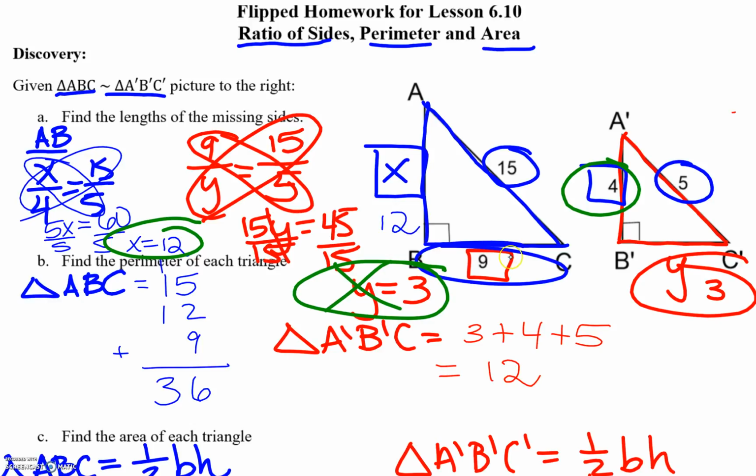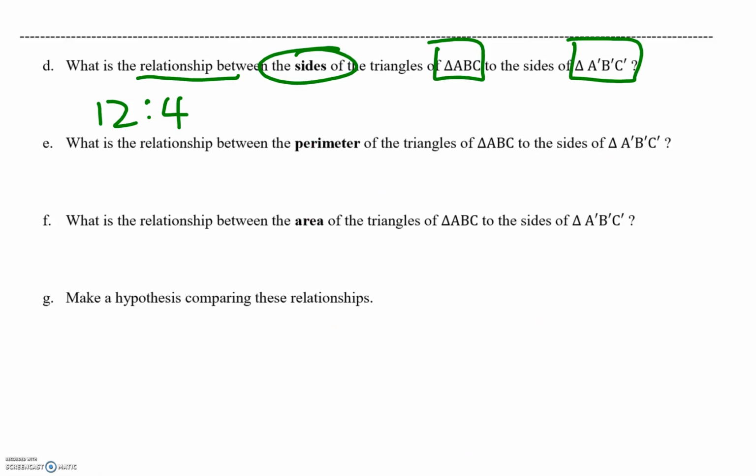Or you could use 9 to 3, as long as they're corresponding sides. And if you simplify it for this one, you should notice that 4 goes into both. So 4 goes into 12 three times, and 4 goes into 4 once. Or if you used our second one, you should notice 3 goes into both. So 3 goes into 9 3 times, and 3 goes into 3 once. And you should notice that the ratio of the sides is still going to be 3 to 1, no matter which corresponding sides you picked.